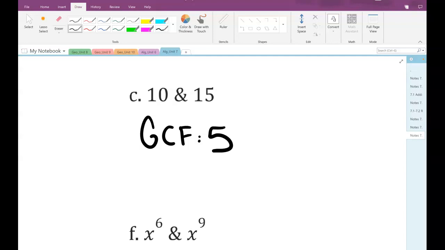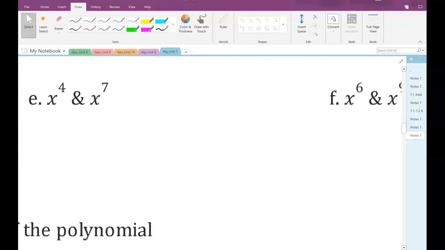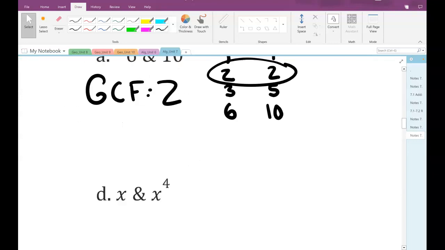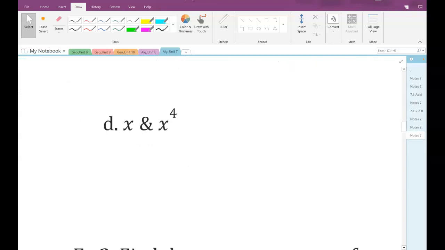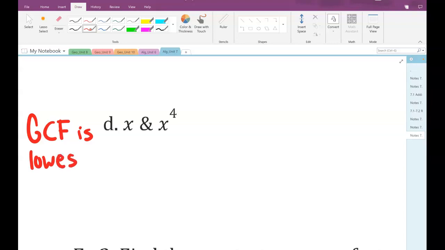Now we're going to do it in this next row with variables. And there's an easy rule to follow when you're doing variables. So I'm going to write our rule in red. Your GCF is the lowest degree variable of whatever type it is. So in this case, to start, we're only going to be having one variable, so it would be the lowest degree x variable.